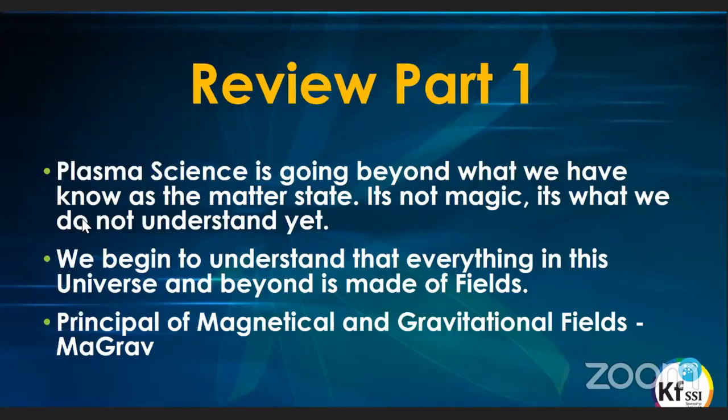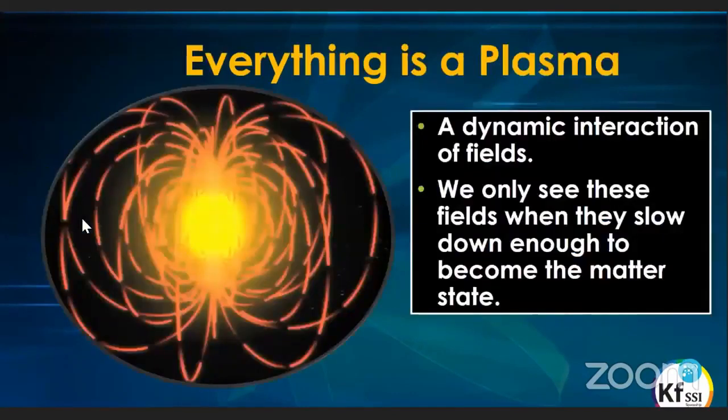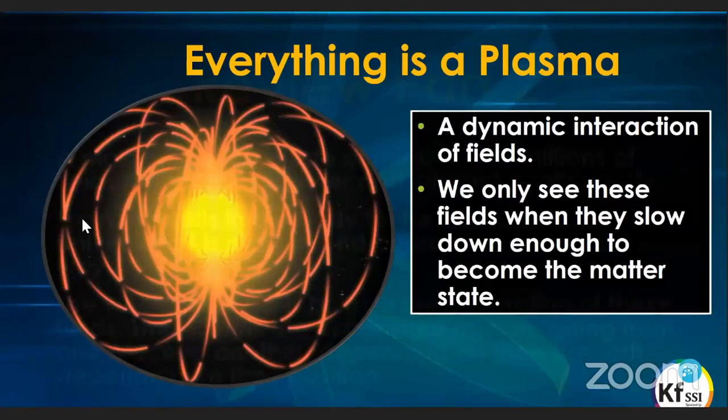We begin to understand that everything in this universe and beyond is made of these fields. We have the principle of the magnetical and gravitational, the mag-grav fields. And we know that everything is a dynamic interaction of these fields, and we only see these fields when they slow down enough to become the matter state that our eyes can see.